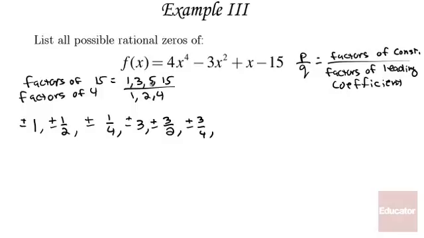Okay, next 5. 5 over 1 is just 5. 5 over 2. 5 over 4. Okay, then 15. 15 over 1, just 15. 15 over 2.